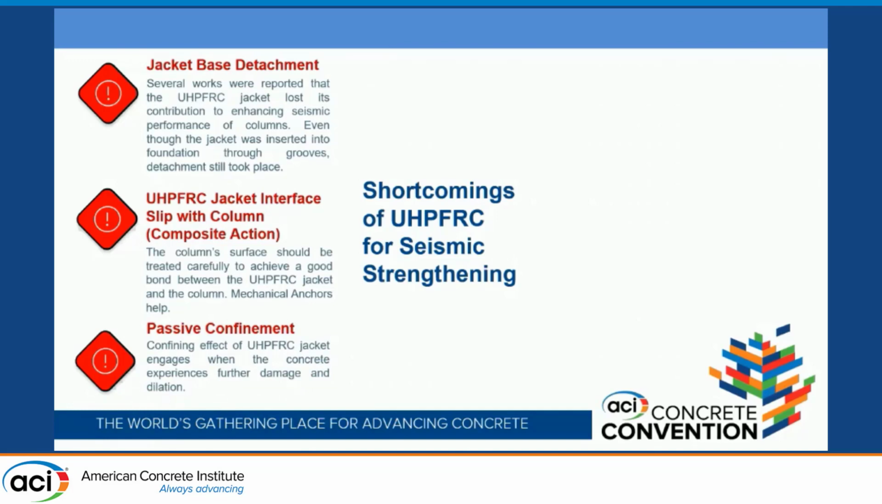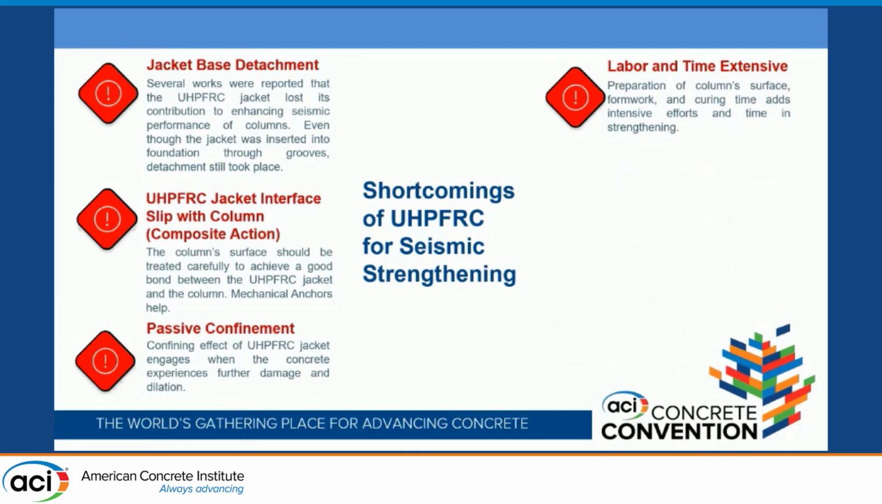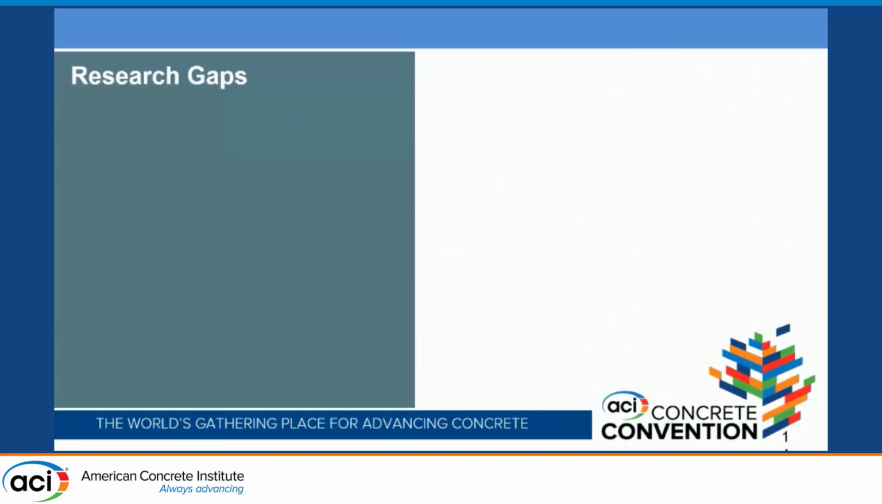Number 3, it is a passive confinement method, and we all know as engineers and researchers that passive confinement is not as effective as active confinement, because the UHP FRC jacket doesn't engage until the concrete column experiences further damage and dilation. Number 4, it is labor and time intensive because it needs preparation of the column surface and formwork, and we should wait for the concrete to cure, and that adds intensive effort and time to the strengthening application. And finally, limited ductility. UHP FRC has a very high cement content and is generally brittle, and this limits the enhancement in column ductility.